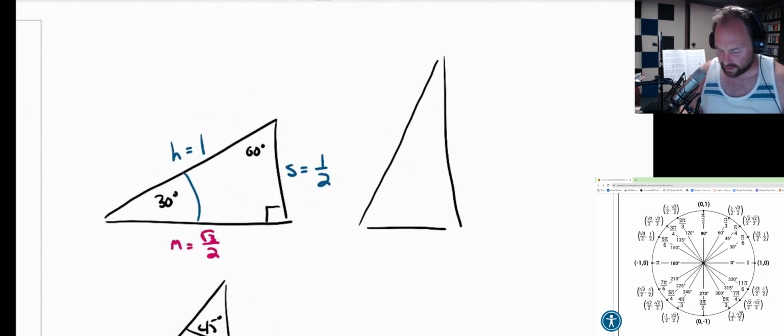Now we can take the same exact triangle and flip it and make it a 60, 30, 90 triangle, like this. And now the different pieces just move around. This is still 1/2. This is the square root of 3 over 2. And this is still 1.